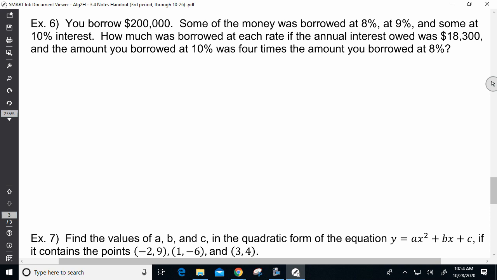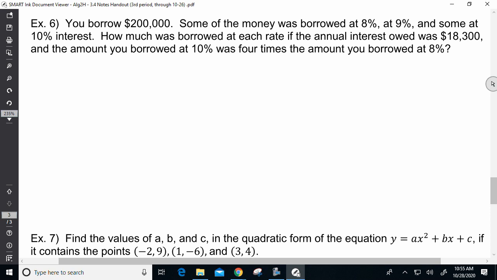So, here's example 6. If you know that you struggle setting up word problems, you should be actively paying attention and being prepared to ask questions. You know, chances are, you're going to get a word problem, you're going to have to set it up yourself and solve it yourself.